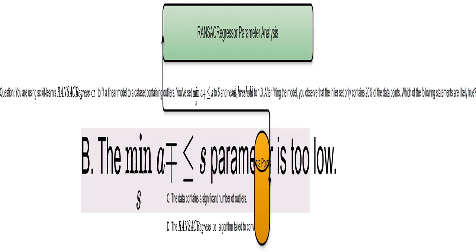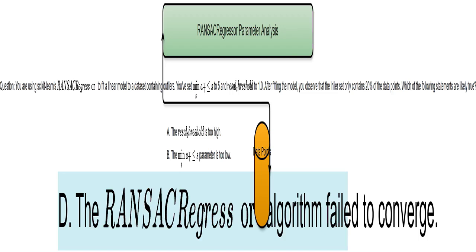While a very small min_samples value could be problematic, 5 is usually adequate. I don't believe it's the main reason for the low inlier count. The problem is more likely to be either a high threshold or many outliers. While it is possible, this is less likely. RANSAC typically converges, even with outliers present.